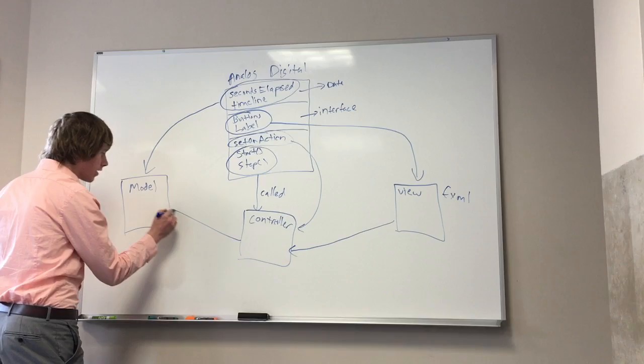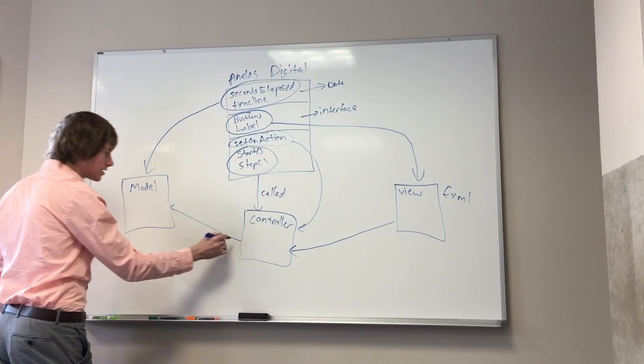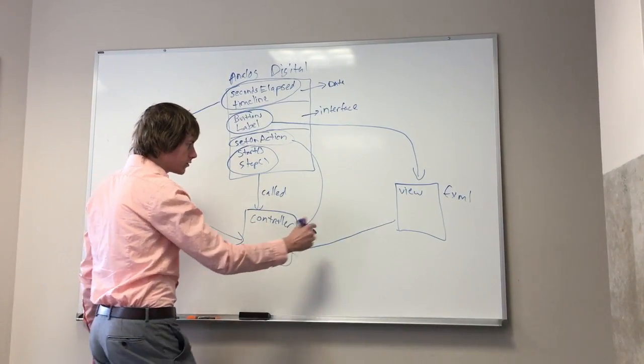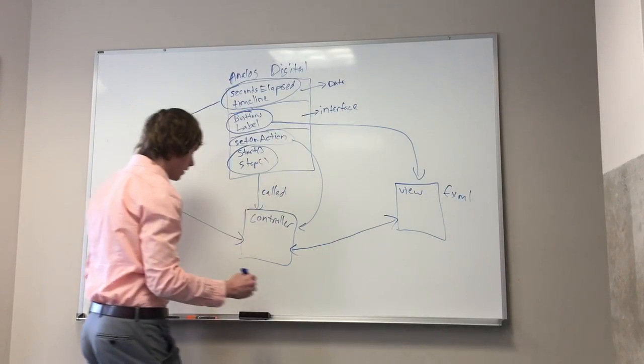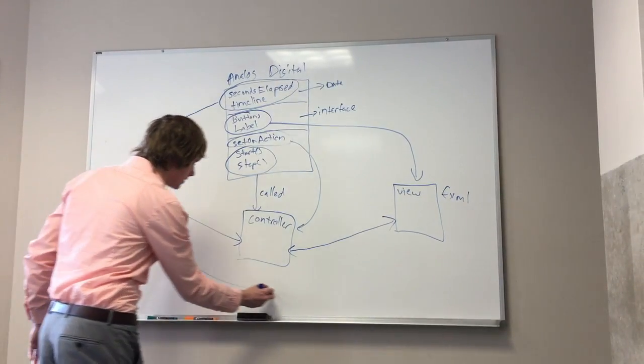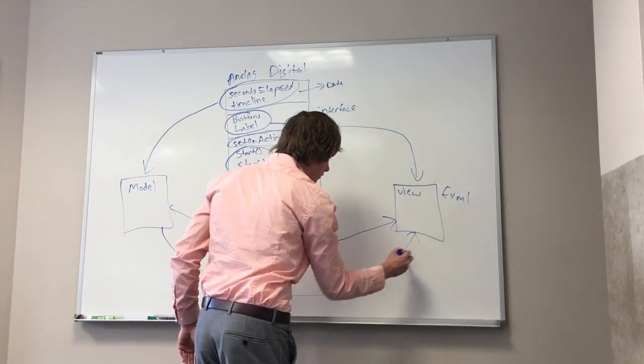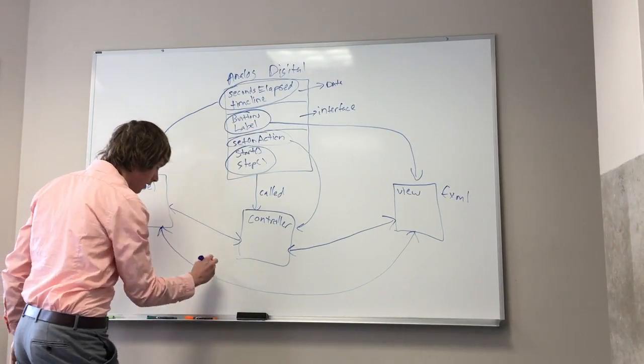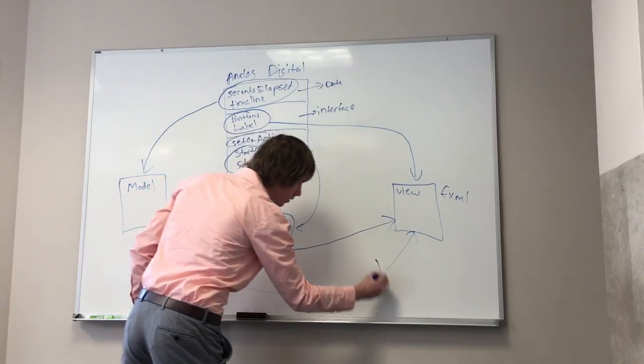The controller also talks to the model, the model talks back to the controller, and the controller talks back to the view. However, the model does not directly talk to the view. So this communication is not there.